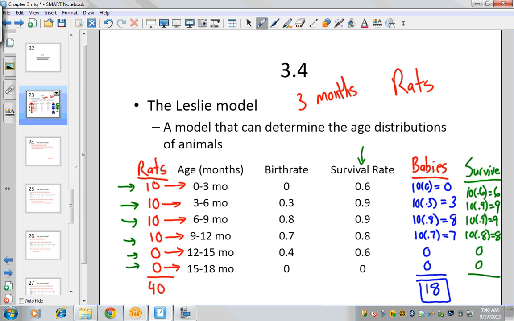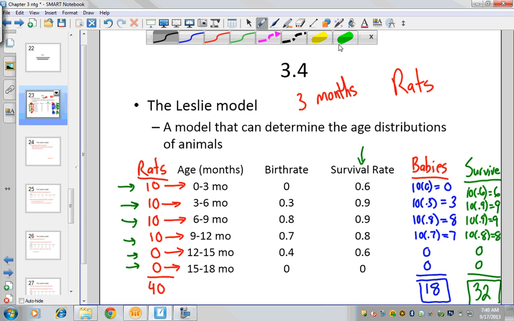So if I was to ask you, of the original 40, how many actually survived? That would be a total of 32 rats. So a little bit of information that we have here is that we originally started out with 40 rats. Of those 40 rats, 32 actually survived, to where 18 new rats were born. That's what this information tells us.